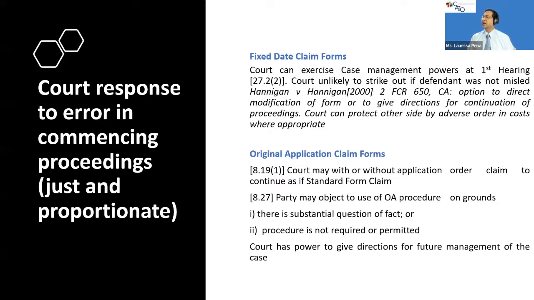In the case of Hannigan and Hannigan, it has been explained that there is an option to direct the modification of the form, that is to say, to treat the form as, say, a claim form, and to give directions for the continuation of the proceedings according to that. That way, the court does not waste time and continues to move the matter along in terms of the overriding objective to deal with the case justly. Original application forms.